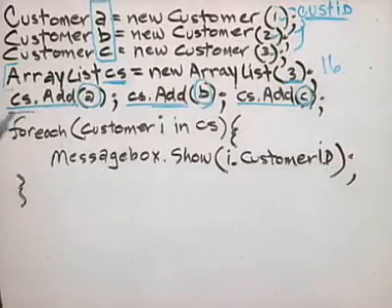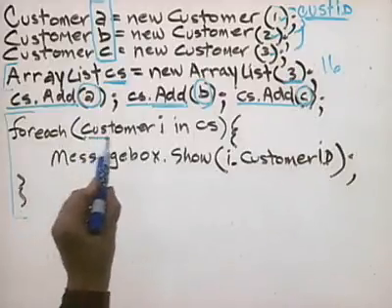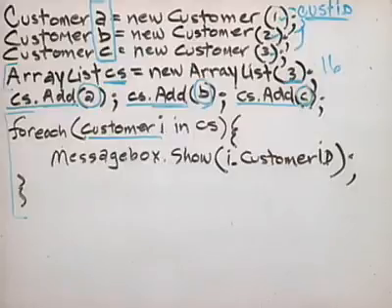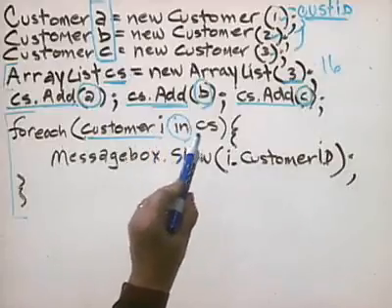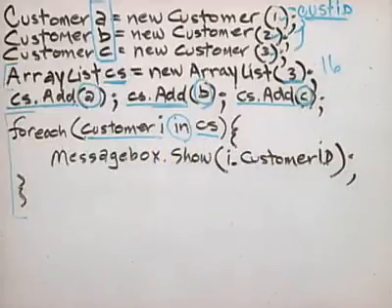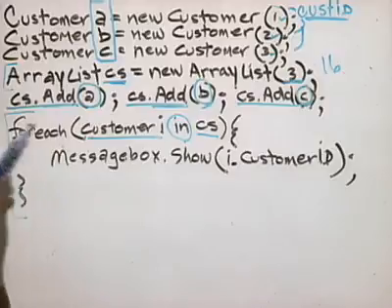Notice this for each. It's really kind of nice. Notice that I can actually reference each customer element within the array list without having to use some kind of subscript or index. So the for each looks like this. I'm defining a local variable called I, which is of type customer. So I say for every customer in the array list called CS, I want to iterate through each customer.